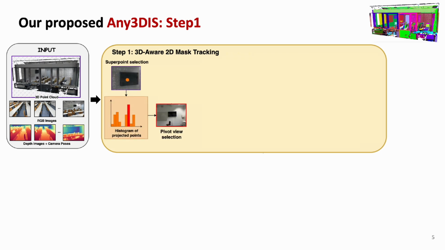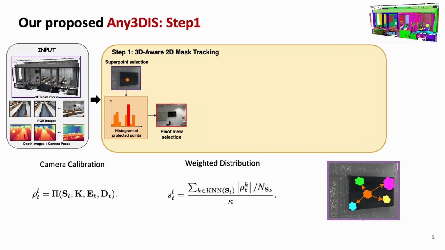From a dense 3D point cloud, we apply the furthest point sampling algorithm to obtain a representative set of superpoints. For each superpoint, we compute the histogram of its projected points across all RGB images to identify a suitable pivot view. Using the camera calibration function π, we calculate the weighted distribution of each superpoint L across T views. We further incorporate contextual information from neighboring superpoints, retrieved via KNN based on the Euclidean distance between centroids, to better assess the suitability of each view as a pivot for mask tracking.